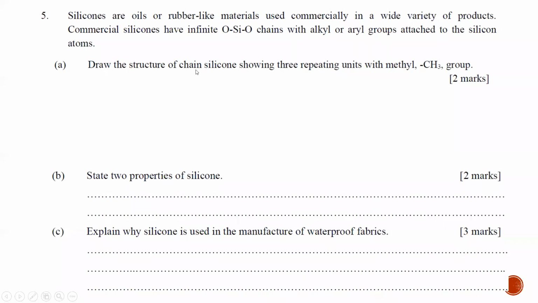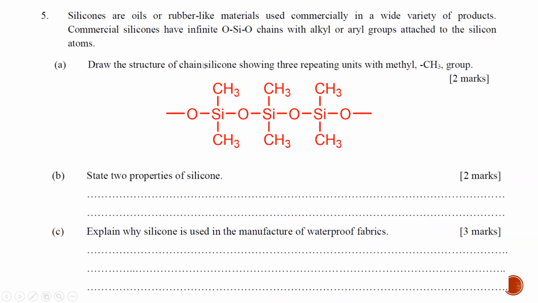Silicones are oil and rubber-like materials used commercially in a wide variety of products. Commercial silicone has an infinite O-Si-O chain with alkyl or aryl groups attached to the silicon atom. A. Draw the structure of chain silicone showing 3 repeating units with a methyl CH3 group. So you have to show 3 repeating units.